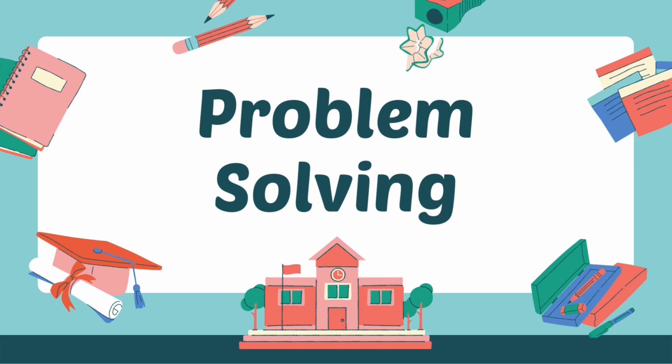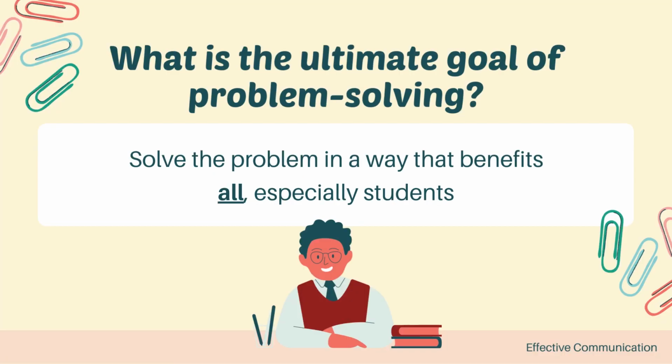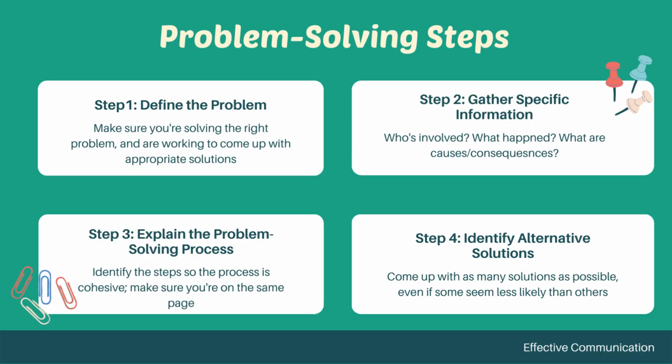So we're going to take a look at problem solving. What is the ultimate goal of problem solving, especially between teachers? It is working together to solve the problem in a way that benefits everyone, especially students. There are a number of steps when it comes to problem solving. The first thing you're going to do is figure out what the problem is, and that's going to be your focus in mind. You want to make sure you're solving the right problem and you're working together to come up with solutions.